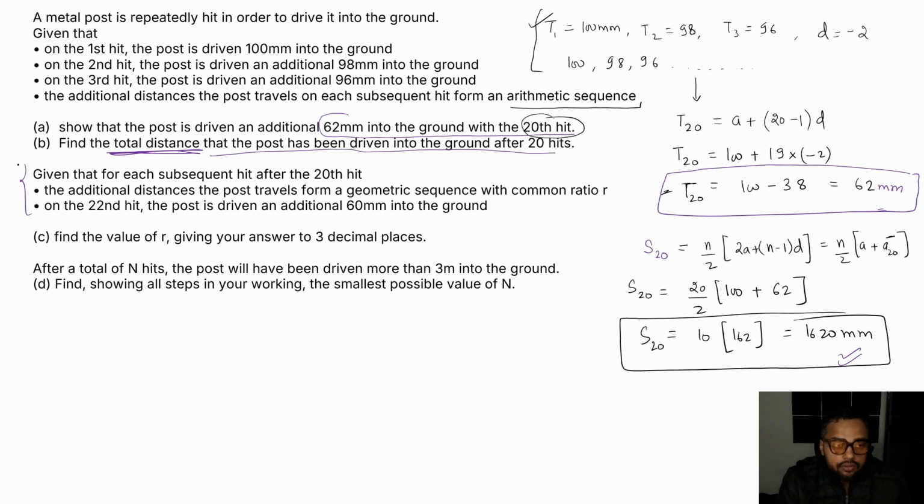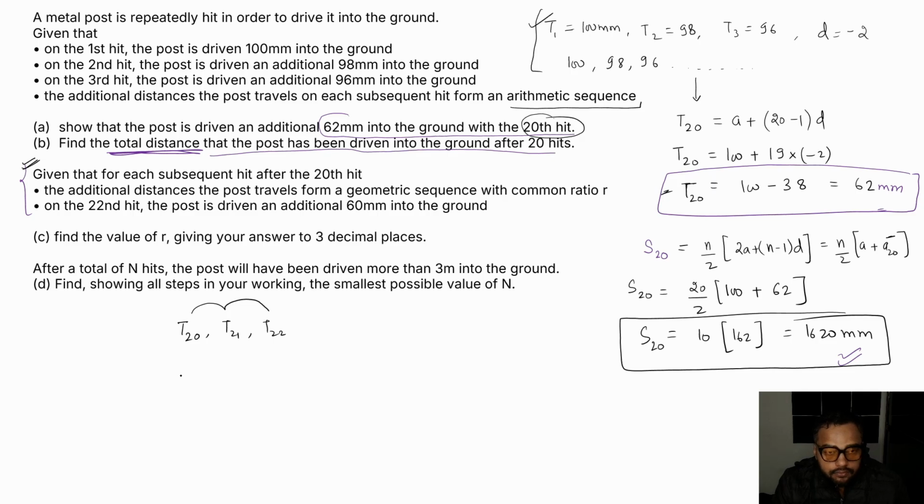Now the story from here: they are saying that after the 20th hit, the distance which the post will travel will form a geometric sequence. If I write it as T20, T21 (the 21st term), T22, you can see that after the 20th hit, the sequence formed is now a geometric sequence.